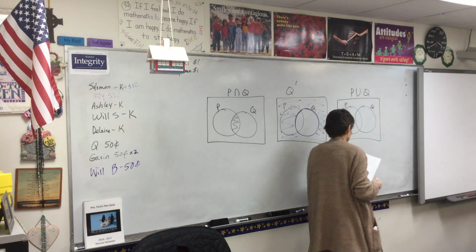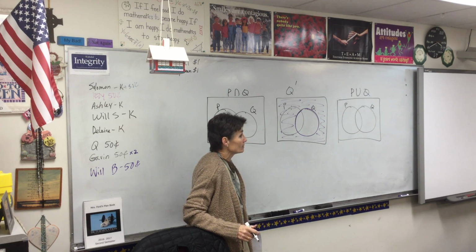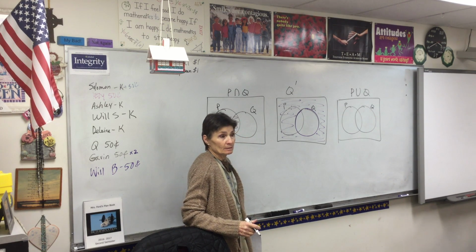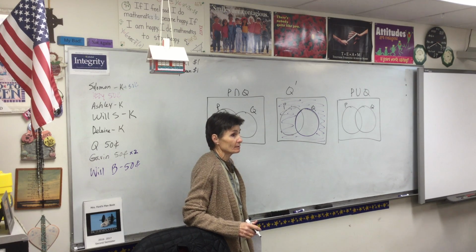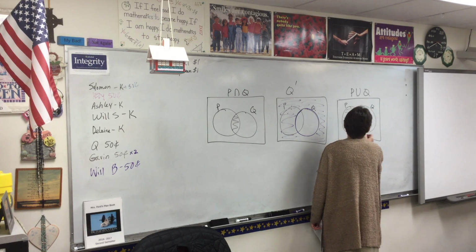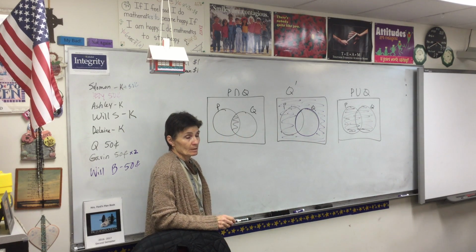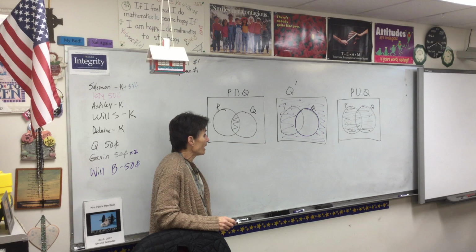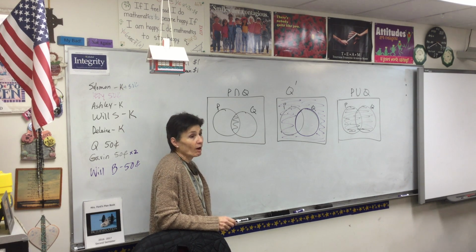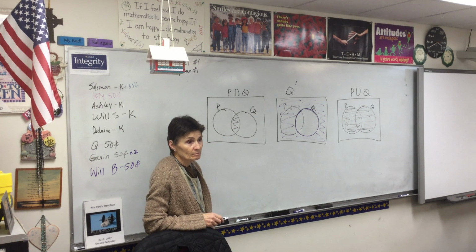What's this one mean? The union, which means what? Just the circle. Everything that's in the circles. Yeah, just what's in the circles, but this is everything that's in P or Q or both. So everything that's in the circles. So if P is people that like tea, and Q is people that like coffee, we're shading everybody that likes coffee or tea. Right?